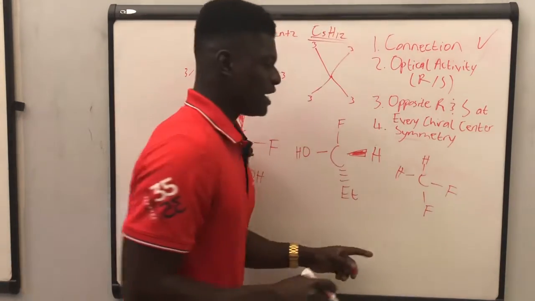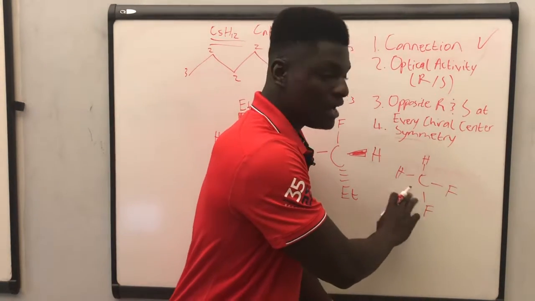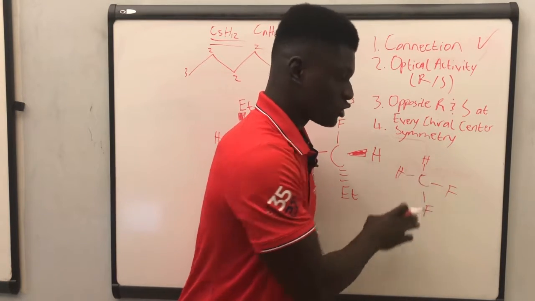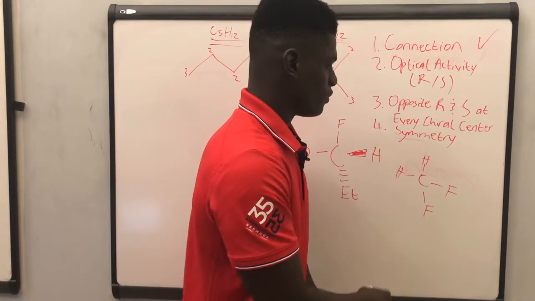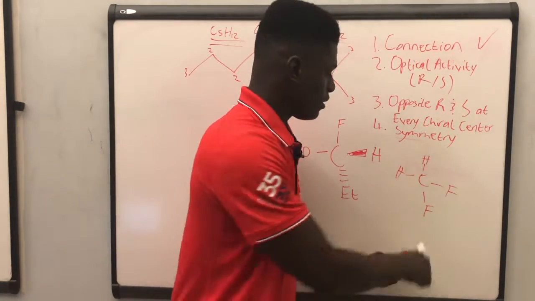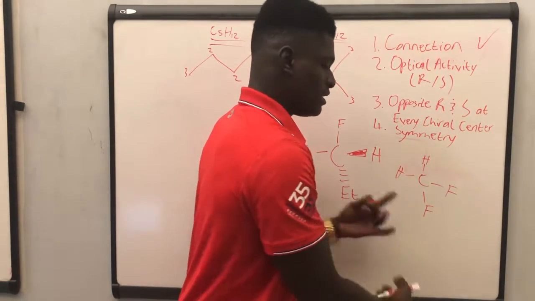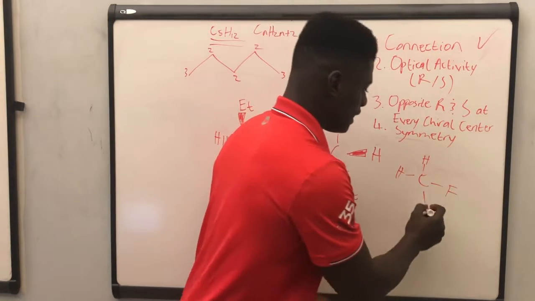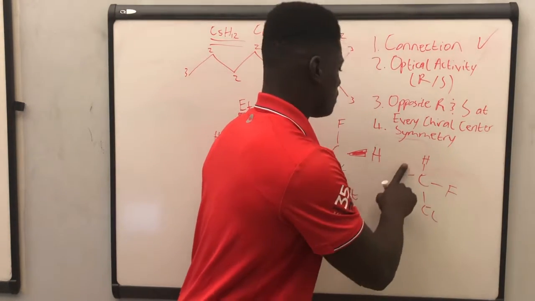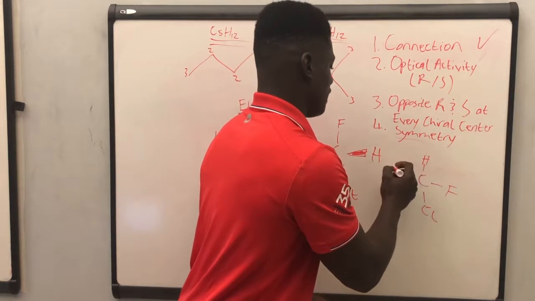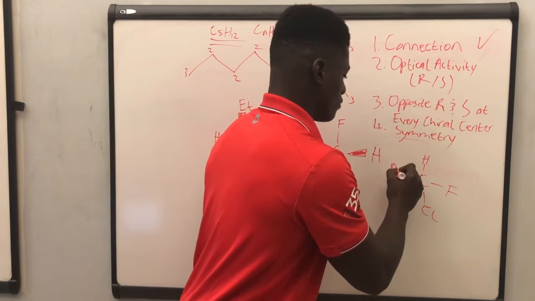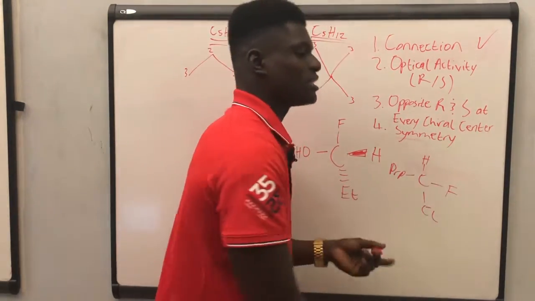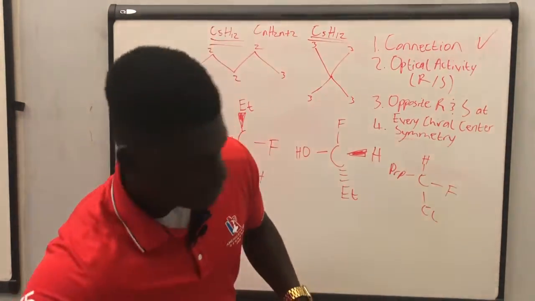All right, we don't have four different functional groups around this carbon, or four different atoms around this carbon. We clearly see we have two hydrogens and we also have two fluorines, right? To make this a chiral molecule, we would have to change one of these to maybe, let's say, a chlorine, and one of these to, let's say, maybe a propyl group, right? This will then make this a chiral molecule, right?